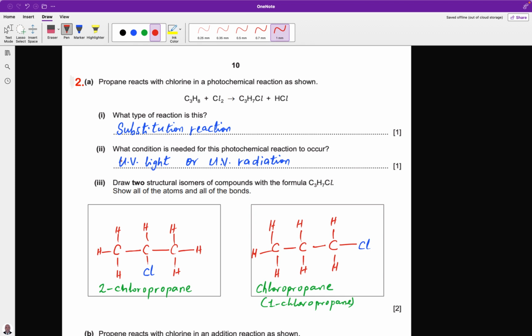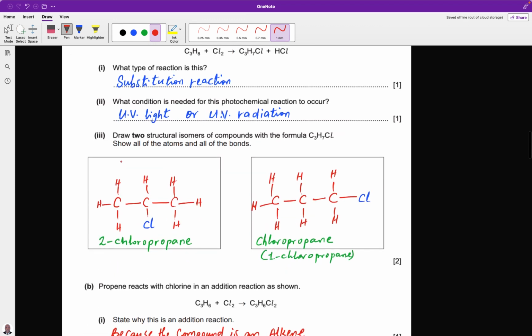Then, what condition is needed for the photochemical reaction to occur? From the word photochemical, it needs light. Photochemical means that this is a light-required reaction. So light is needed, and in this case, that is UV light, or what we call UV radiation.